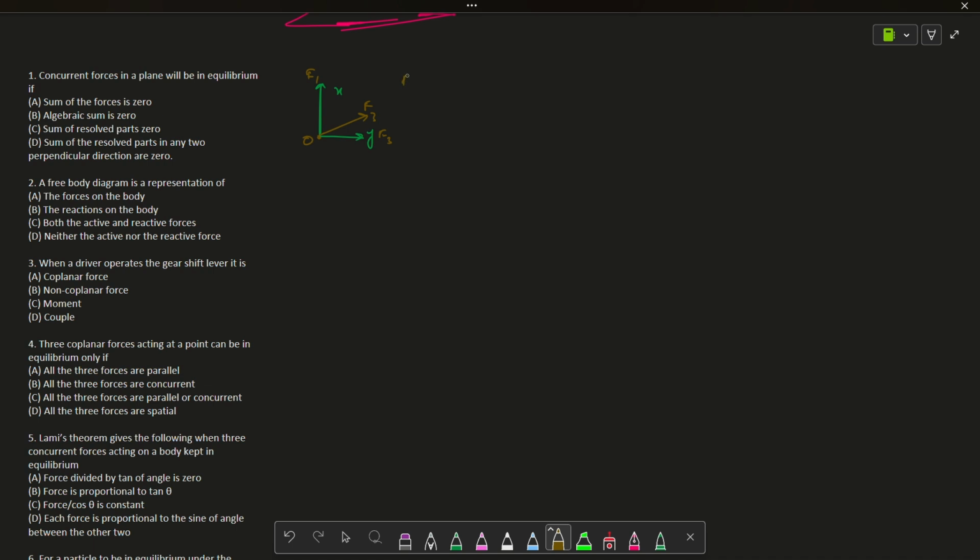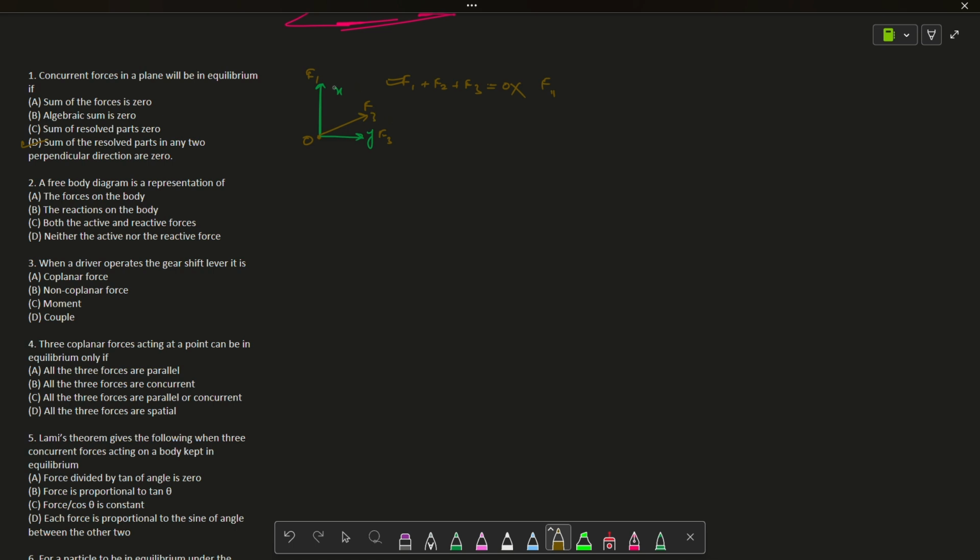The options are given. The first is that the sum of forces is zero. They are just saying that algebraically, we add F1, F2, F3, and if it gets to zero then it is in equilibrium, but that's not the condition. The second, algebraic sum is zero, is almost saying the same. We have to count the direction of the forces as well, so that is also not correct. The third is that the sum of the resolved parts is zero. And the fourth option is that the sum of the resolved parts in any two perpendicular directions is zero. This one is the correct answer.